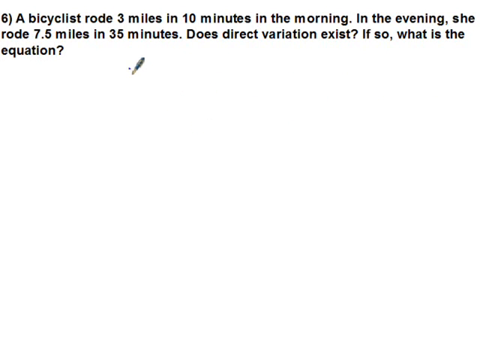All right, well, if it's direct variation, it would fit into y equals kx. So let's see if these points will fit in. So she rode 3 miles in 10 minutes. So I'm going to go like this. 10 equals k times 3. And then I would divide both sides by 3.